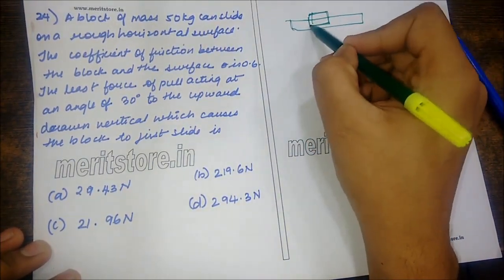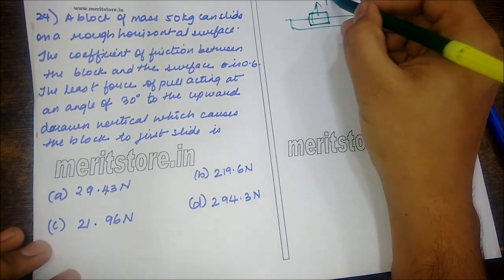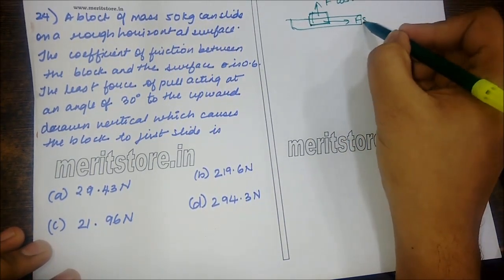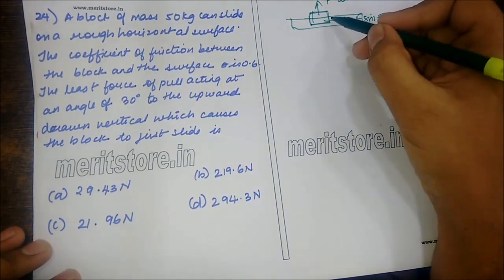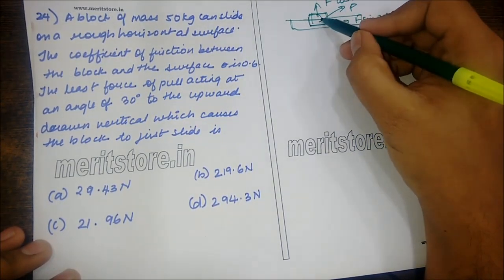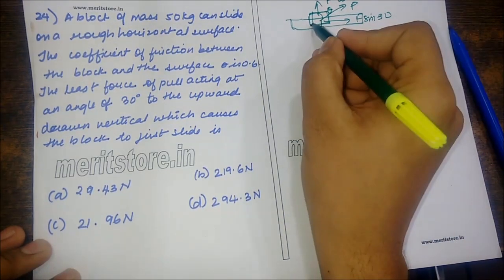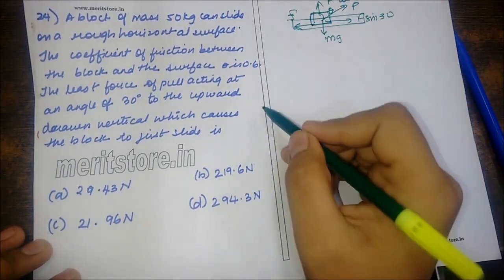So this is the block. F cos theta is the vertical force. F sin theta is the horizontal force. Resultant F, making an angle of theta. Weight acting downwards is mg and frictional force is small f.